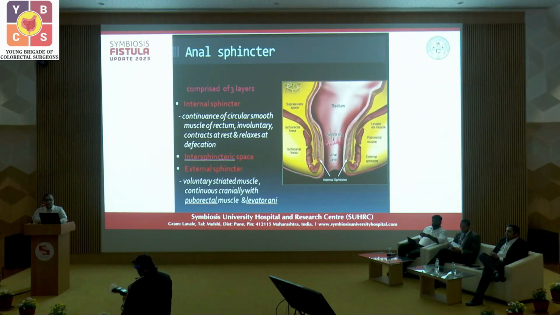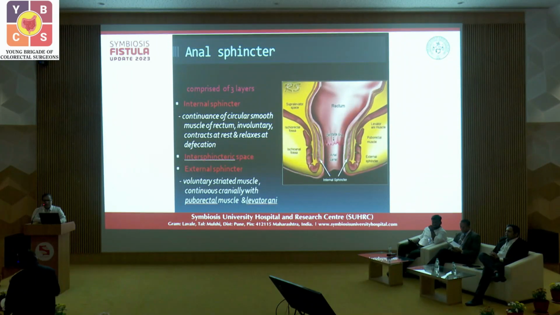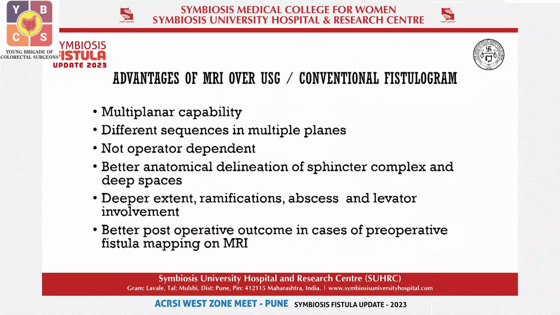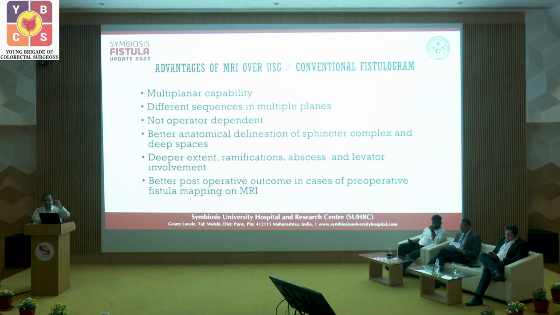Now, we are all familiar with the anal sphincter, and we have seen the first three speakers speaking about the surgical anatomy, the cadaveric anatomy. So now I will go straight to the anatomy on the MR. What are the advantages of MR over ultrasound or the conventional fistulogram, which we used to do before? MR has a multiplanar capability. We use different sequences in multiple planes, thereby identifying the sphincter complex better, and the fascia and the deep spaces better.